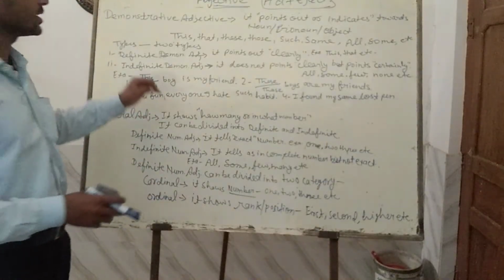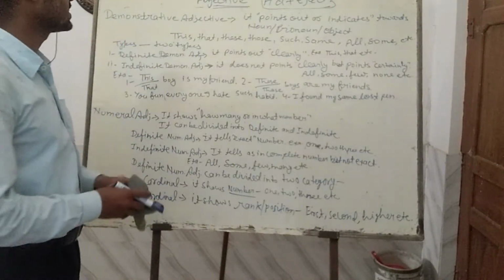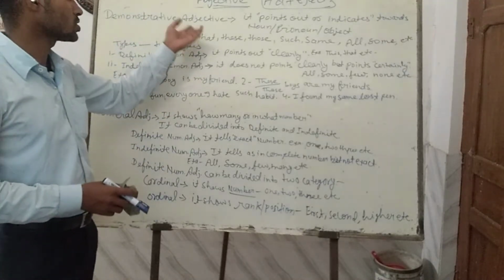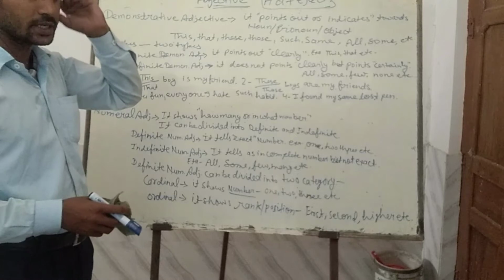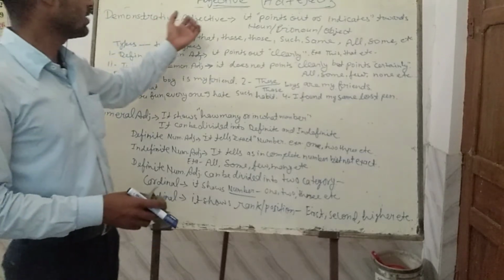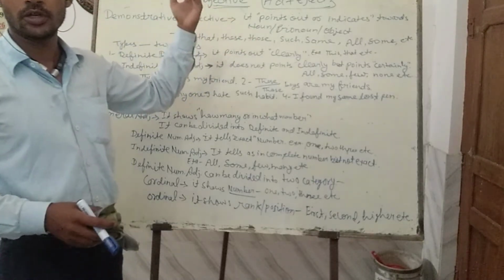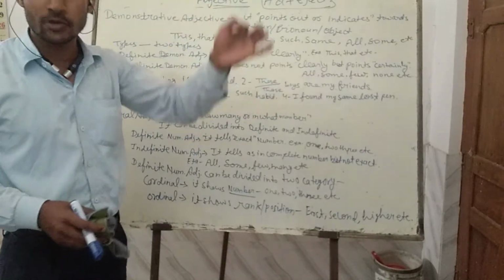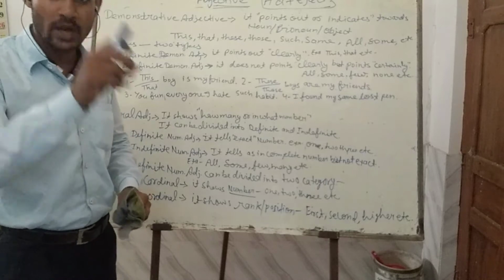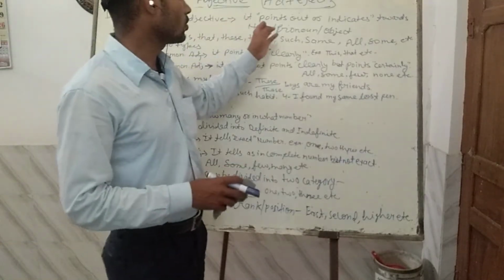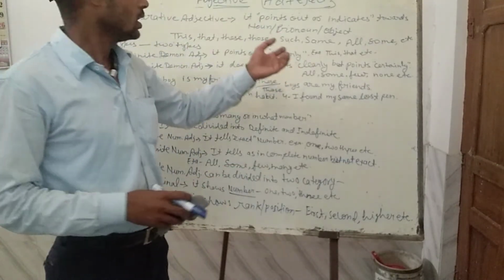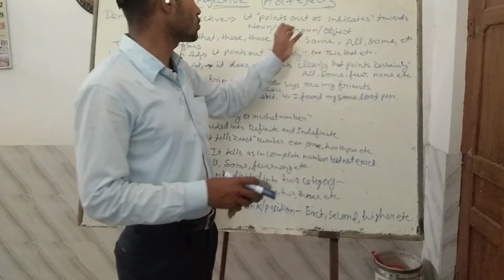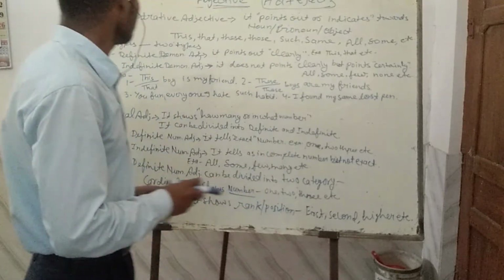Now finally students, is the demonstrative adjective and numeral adjective. First of all, I would like to explain demonstrative adjective. What is demonstrative adjective? I have told all of you in your demonstrative pronoun class that demonstrative means to point out or to indicate by pointing. So demonstrative pronoun indicates by pointing. In the same way, demonstrative adjective also points out or indicates towards a noun or pronoun or any object.